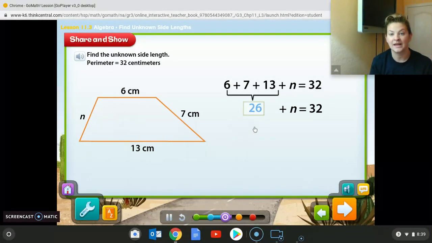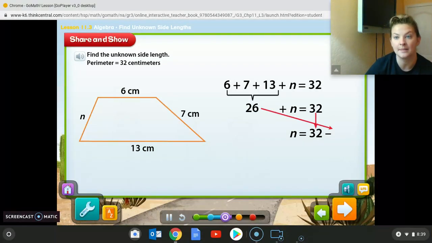Check my work. I did it. So we can do both things. We can count up from 26, or we can do the inverse operation. What's the inverse? The opposite. What's the opposite of addition?